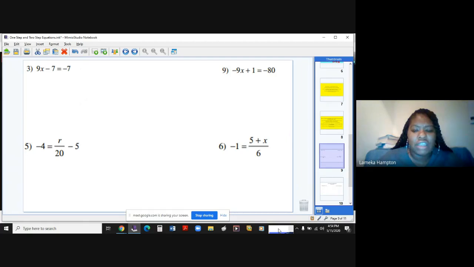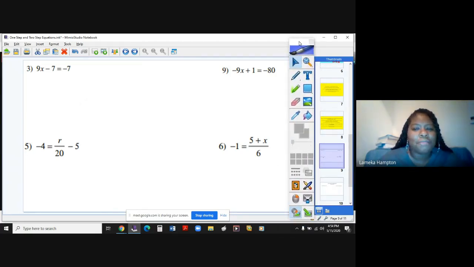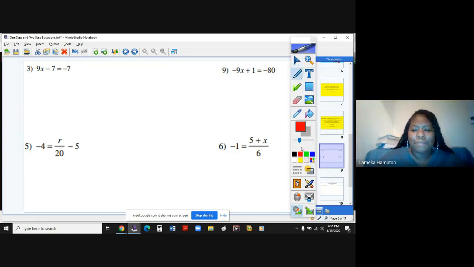And as always, I am going to pull up my floating toolbar. Hey, toolbar, thank you for joining me. All right, and I'm going to put it back onto my favorite color, which is blue.